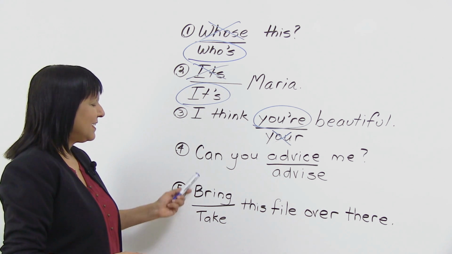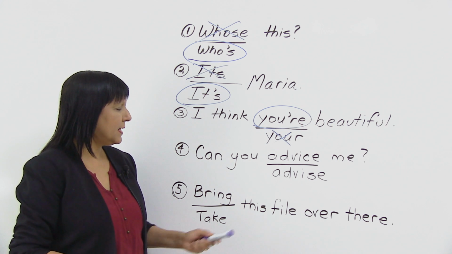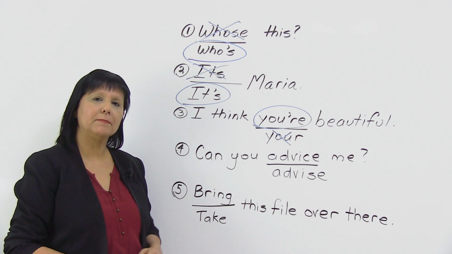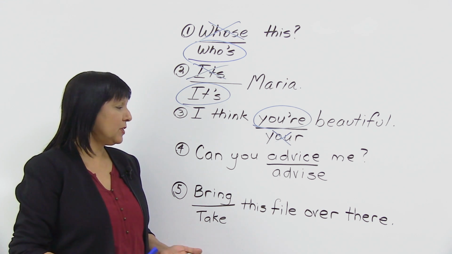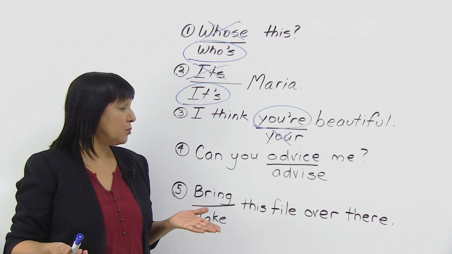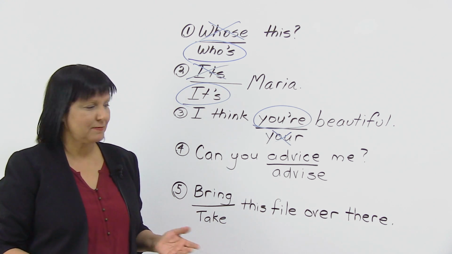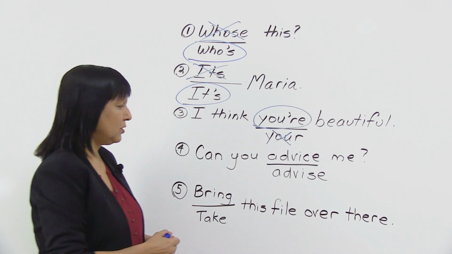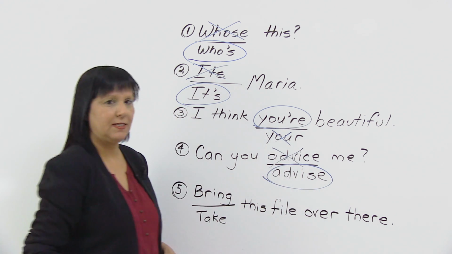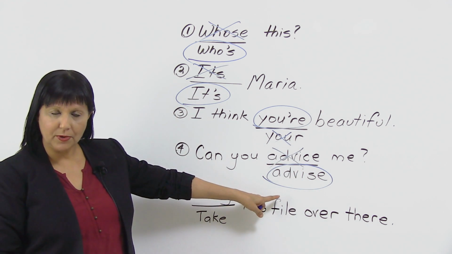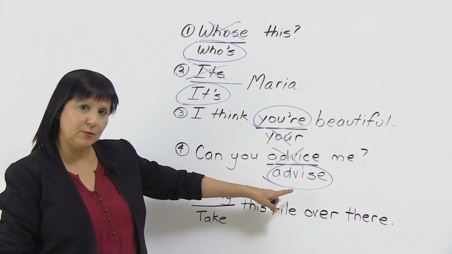Next, can you advise me? Or can you advice me? Now here, the pronunciation was a little bit different, but which one is correct? Which word do we need here? What do you think? It should be this one, not this. This is the verb, okay? Can you advise me? It almost has a Z sound.